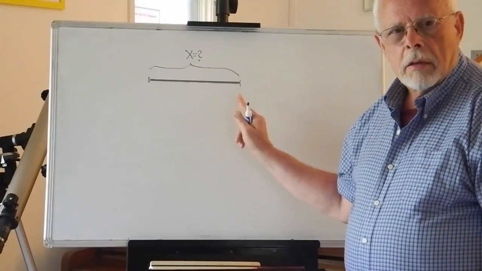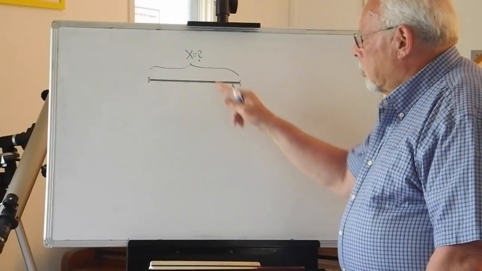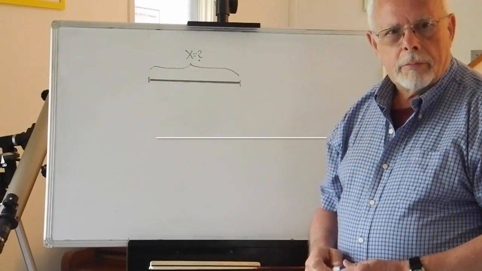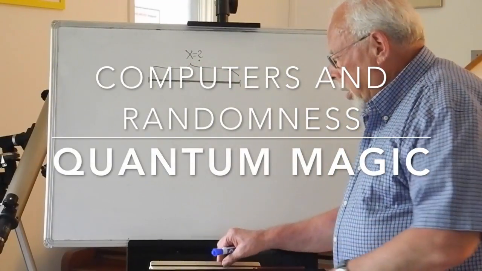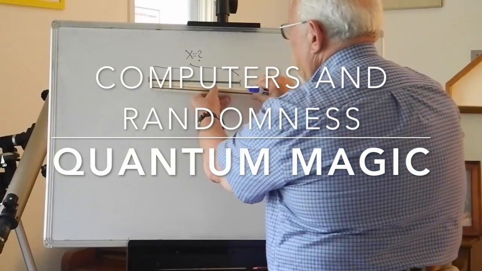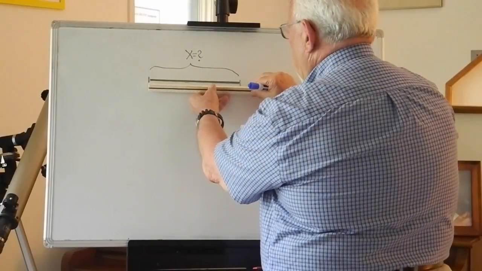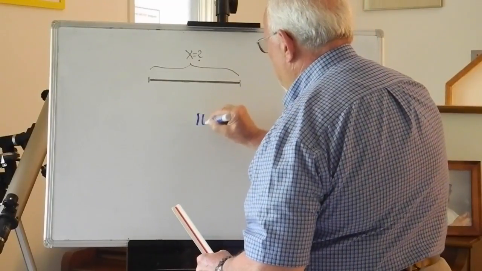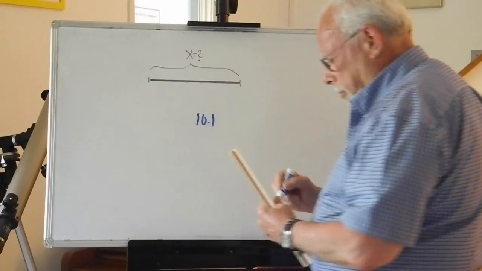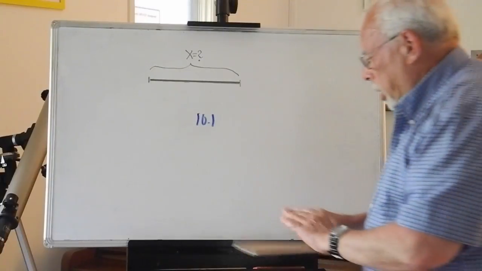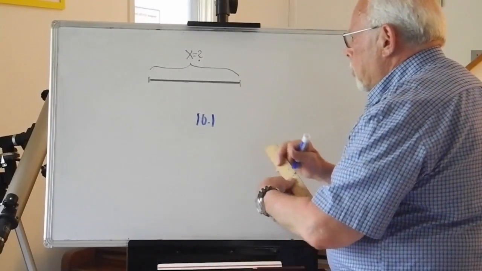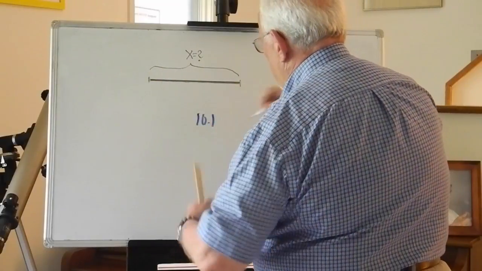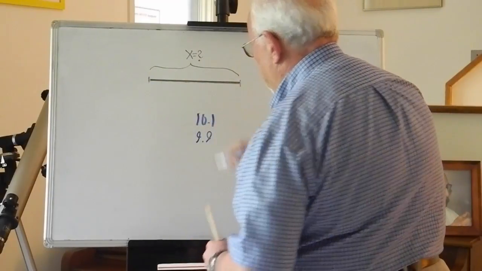Here is a line. What is the length of the line? Simple way to find out. I put a ruler and I find 10.1 inches. I can take another ruler, measure it again. I measure now 9.9 inches.